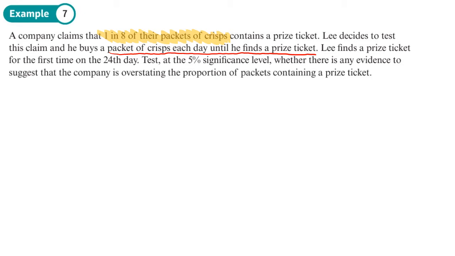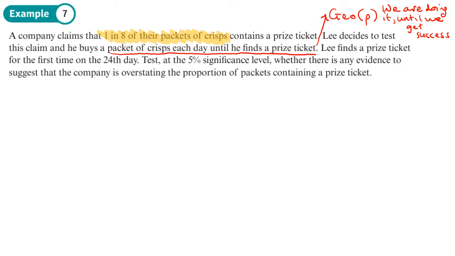It's not like he buys a packet of crisps on 10 days and wins one prize. That would be binomial. He's buying the crisps until he gets a prize ticket. So this is the clue that tells us that this is a geometric distribution. We're doing it until we get success. There are no fixed trials. Look for that. That's the clue that tells you it's a geometric distribution.